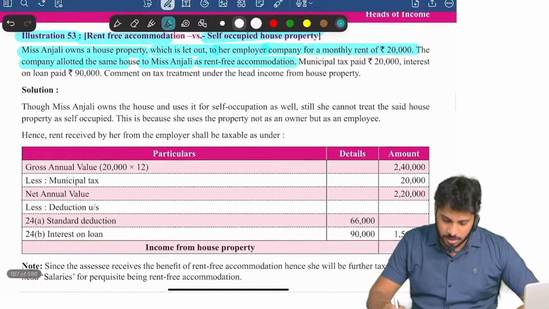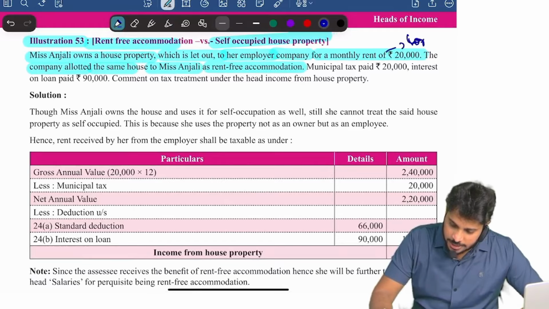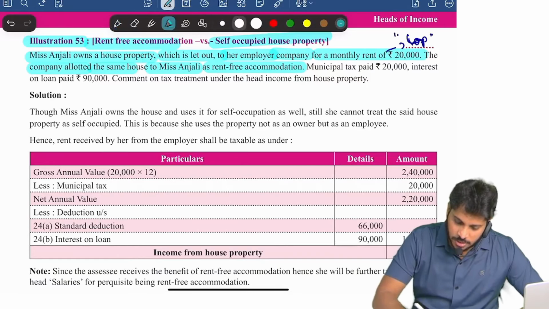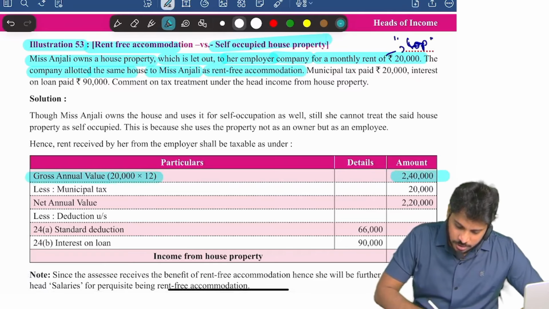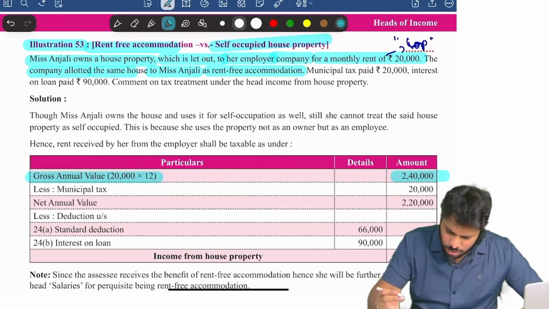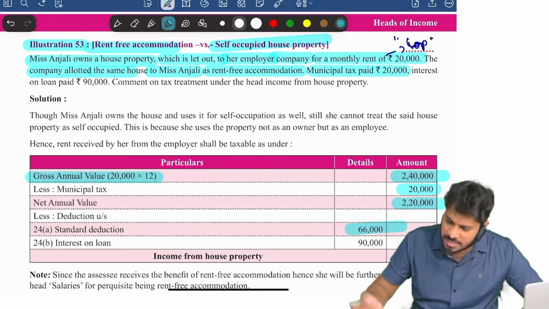Now look at. So ultimately it is treated as what? Let out property. Okay, so monthly rent is what? 20,000, so gross annual value 2 lakh 40. Straight question. Municipal taxes paid 20, remove it. So 2 lakh 20, net annual value. 30%, 66.